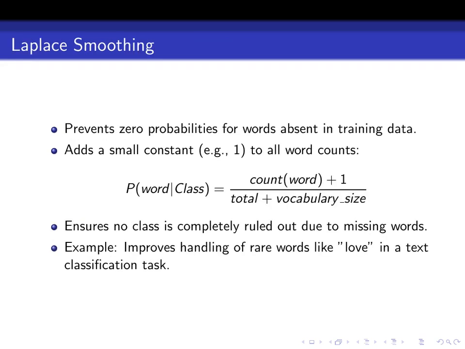One key enhancement to naive Bayes is Laplace smoothing, which prevents zero probabilities for words that don't appear in the training data. By adding a small constant, such as 1, to all word counts, we ensure that no class is ruled out entirely because of missing features. For example, if the word love is rare in the dataset, smoothing adjusts its probability to prevent skewed predictions.